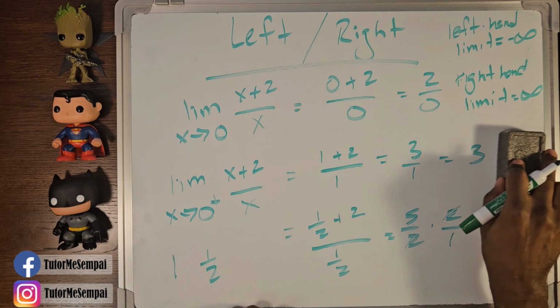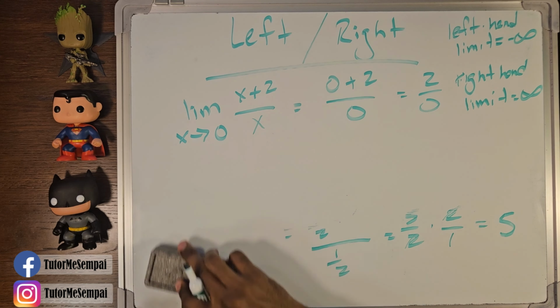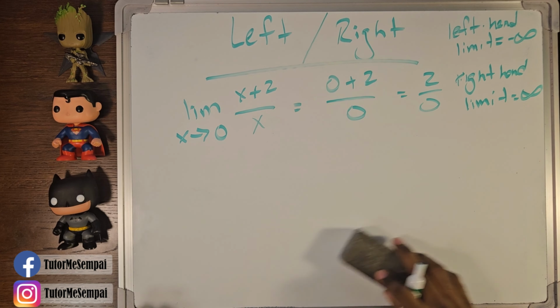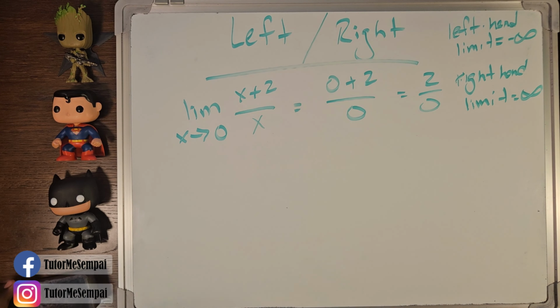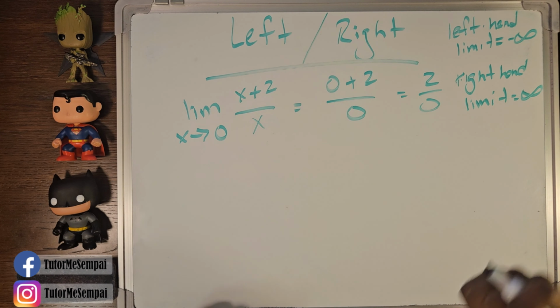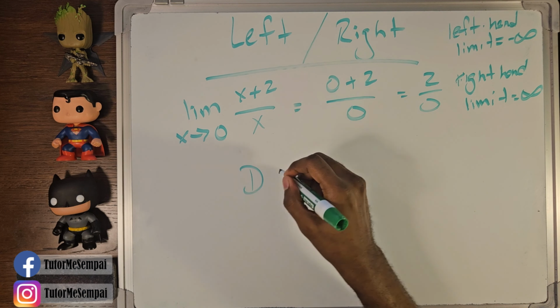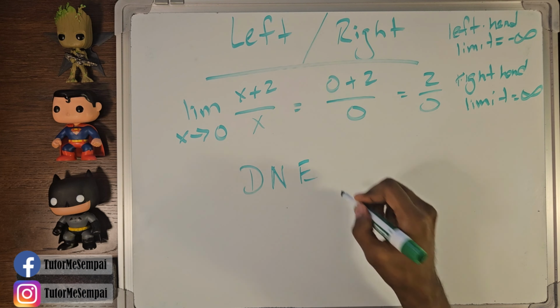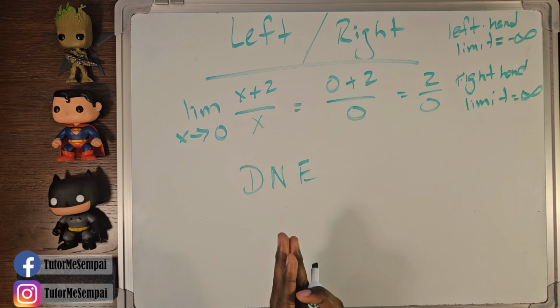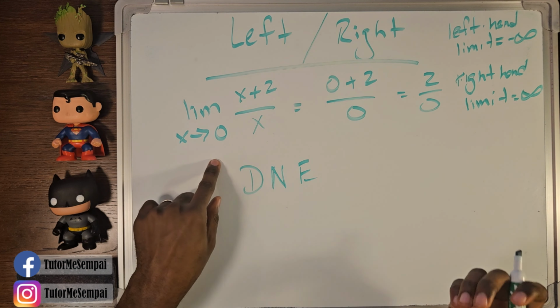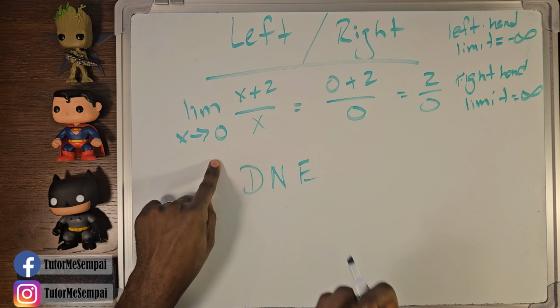Well, what does that mean? That means that our right hand and our left hand limits are not equal. And when our right hand limit doesn't equal our left hand limit, that truly means that there is no overall limit. This is our infinite discontinuity, where we have a vertical asymptote at 0.